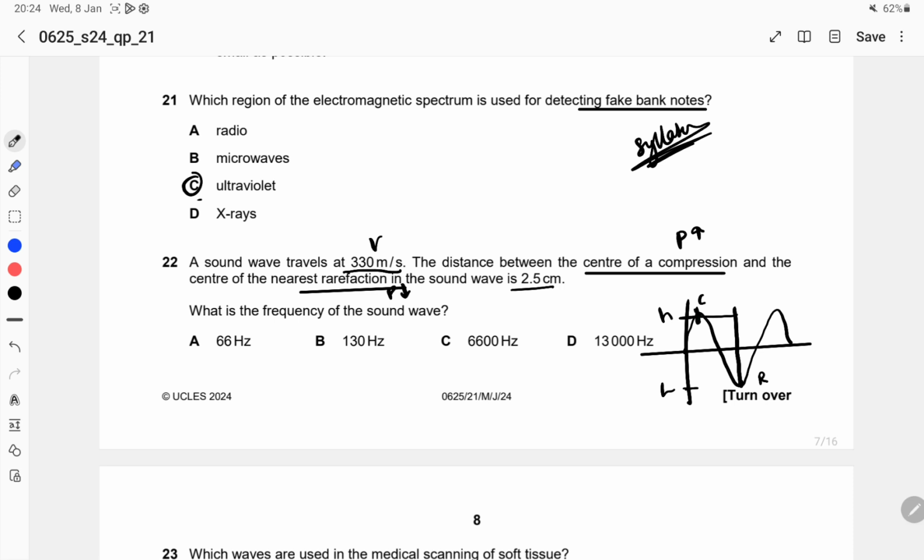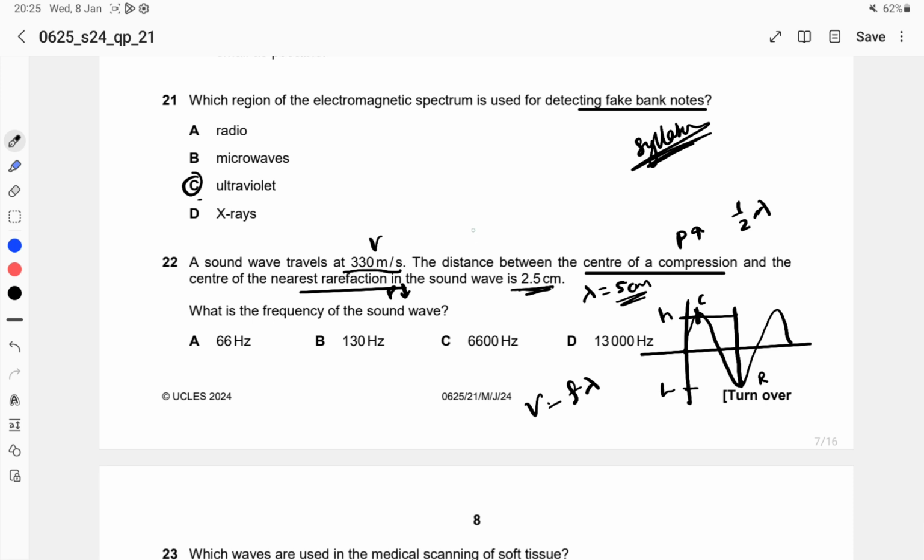So you can assume this to be the crest. So from crest to trough, which is half the wave. So half the wave is 2.5. So your complete wave becomes 5 centimeter. Now use v equals f lambda and get the answer. Just remember, speed is in meter, so your wavelength needs to be converted to meters. Be clear with this?